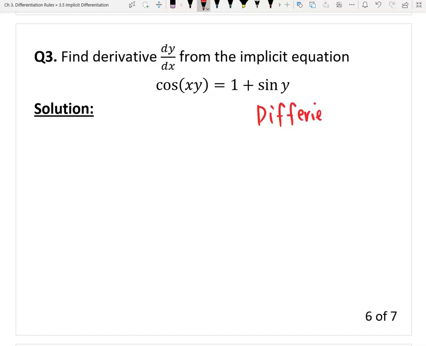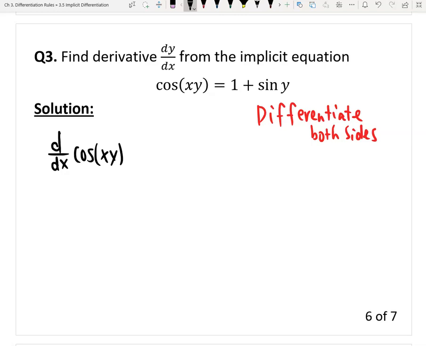We have to differentiate both sides. Now this is still the same. We're going to write the original, which means d dx, this is take a derivative, right? Of cosine of x times y. This is the left. What about the right? We have two terms. Of course, easy.